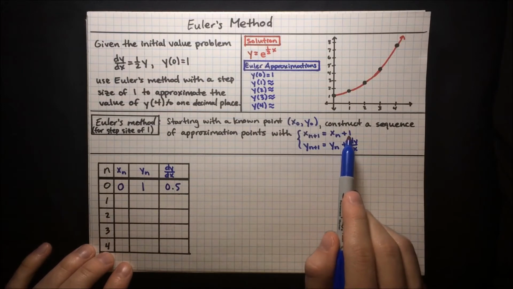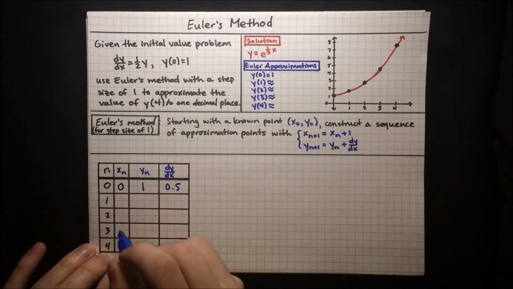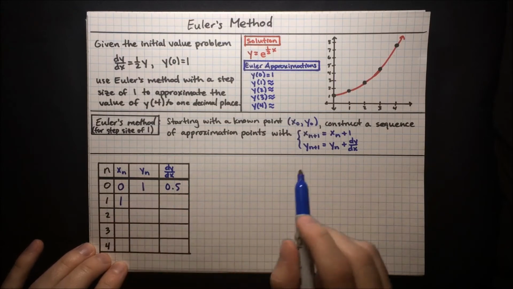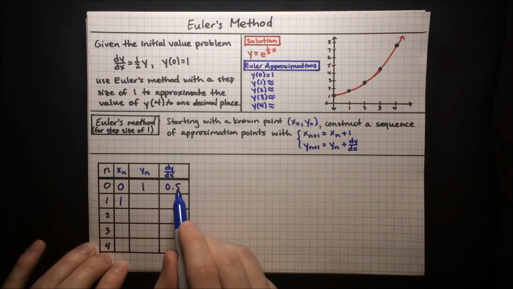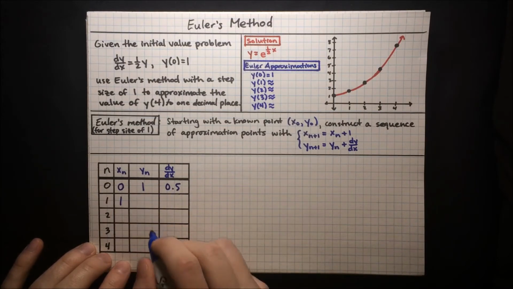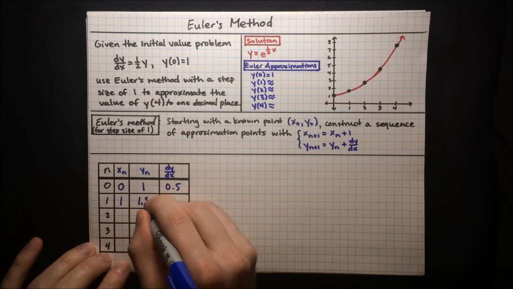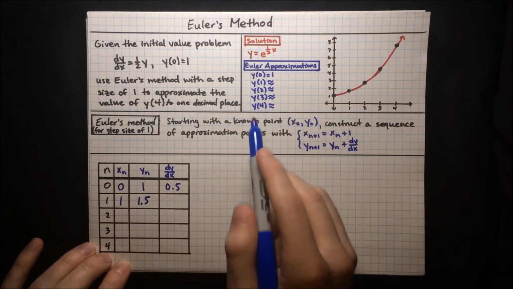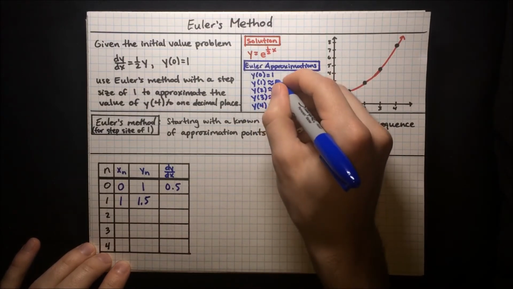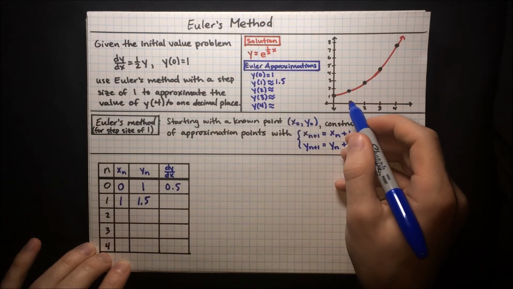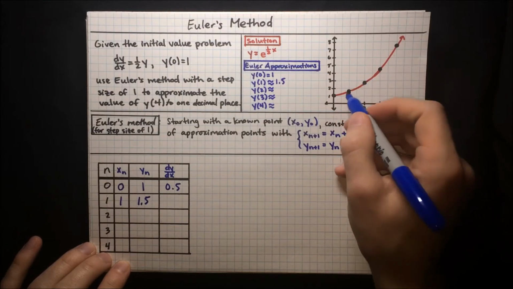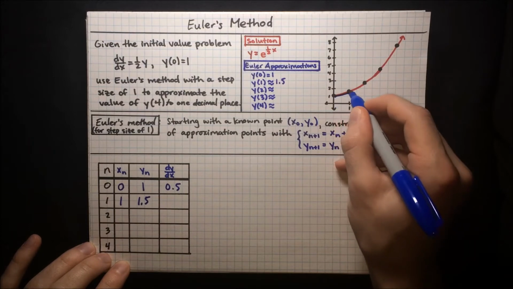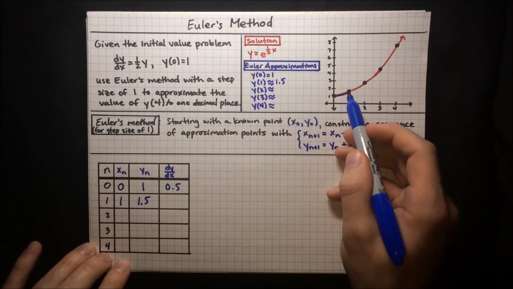So x increases by 1, so xn goes from 0 to 1. And then yn increases by dy/dx. And dy/dx is just 0.5, so we just add that 0.5 to the previous y value, and now our new value is 1.5. So our approximation here is that y of 1 is approximately equal to 1.5, and let's plot that on our graph. So 1.5 looks like it's about right over here, just a tad bit under the true point. So let's draw that. So far it looks like a pretty good approximation.